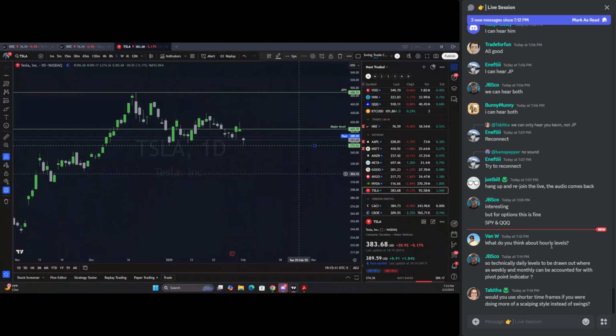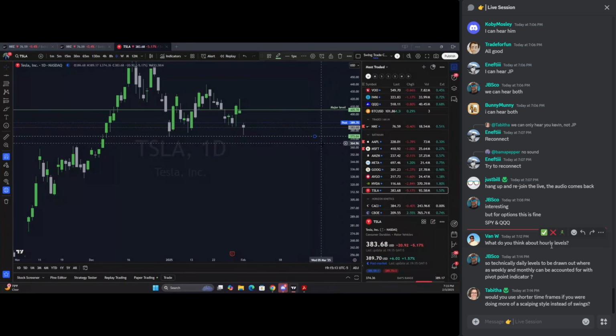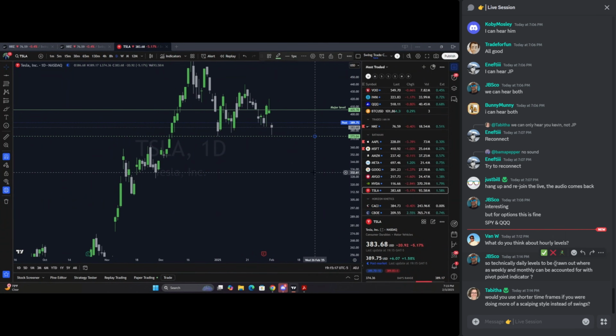Like we've all been talking about that. We've had this 373 area for I don't know how long. You know what I mean? We've been talking about this area. You don't need a pivot point to do that for you. You don't need a pivot point for that. Am I right or am I wrong?